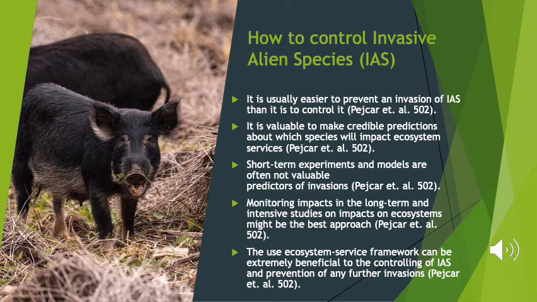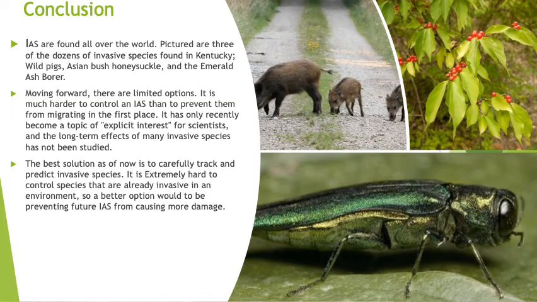Also, the use of an ecosystem service framework can be extremely beneficial to the controlling of invasive species and the prevention of any further invasions. In conclusion, invasive species are found all over the world. Pictured here are 3 of the dozens of invasive species found in Kentucky. Moving forward, we have limited options. It is much harder to control an invasive species that is already here than it is to prevent them from coming in the first place.